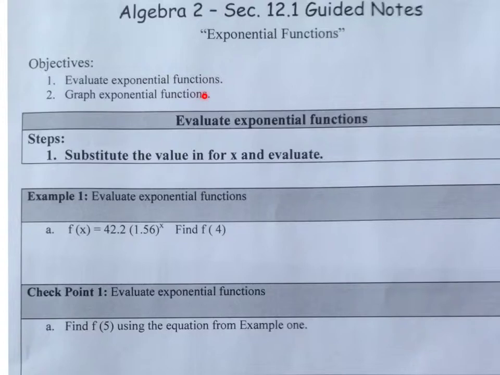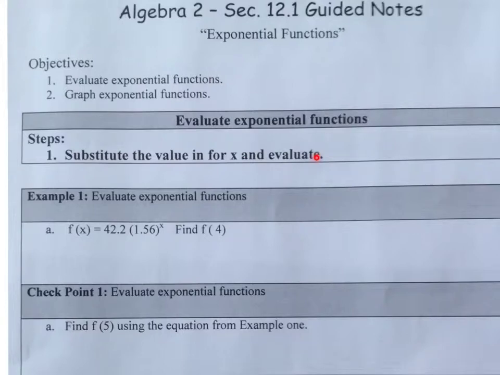So the steps for evaluating an exponential function is to just substitute the value in for x and evaluate. That's what we're going to do first, is just evaluate them. So we have, for example 1, evaluate this function f of x equals 42.2 times 1.56 to the x. And the power is the variable in this case. That's what makes it exponential, is when the x, or the variable, is in the power. It says find f of 4, which means we're just going to plug 4 in for the x.